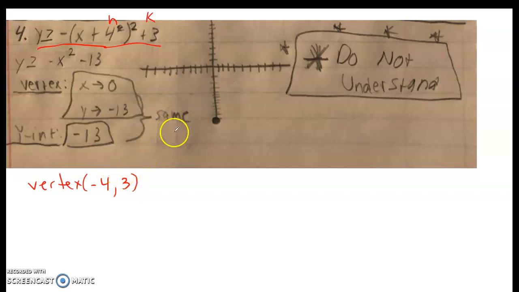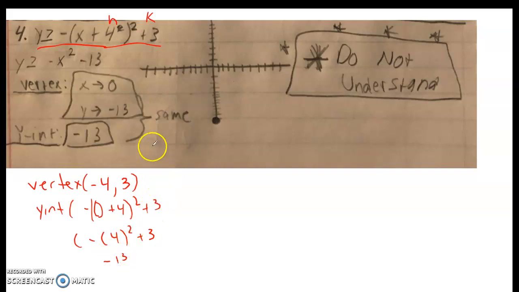And then your y-intercept, you substitute 0 in for x. So this is not standard form. So for the y-intercept, the easiest way of doing it is to substitute 0 in for x, so you're going to have negative (0 plus 4) squared plus 3, which does give you -13. Okay, so this part's right. It's just your vertex that was wrong.